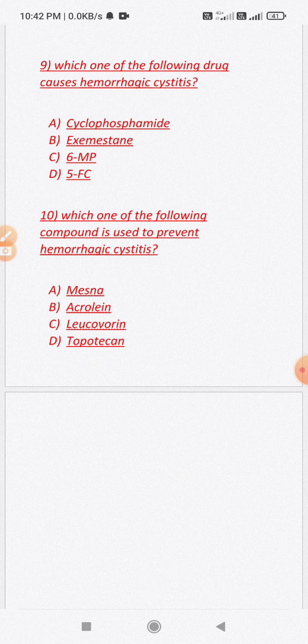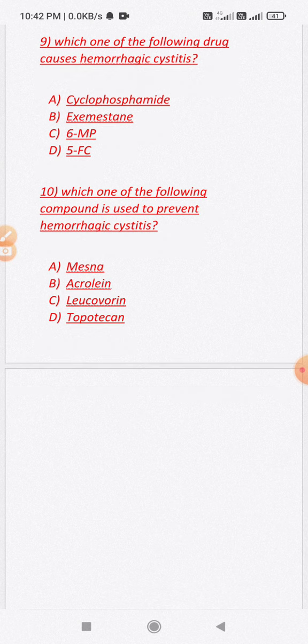So, Mesna is given with cyclophosphamide. These are all 10 questions from anti-cancer drugs.